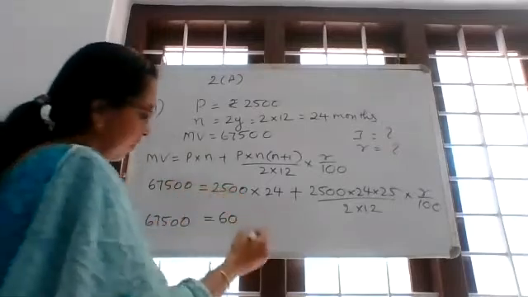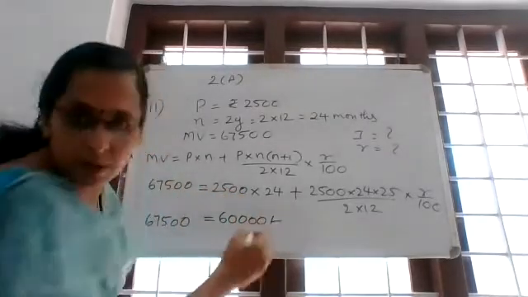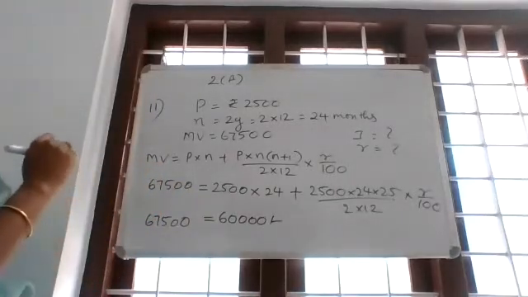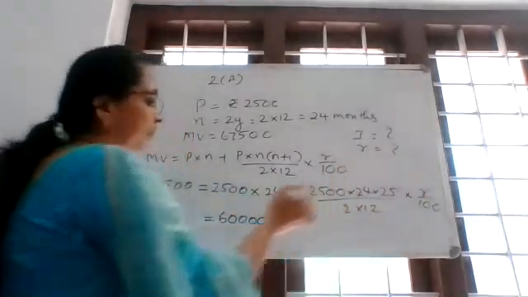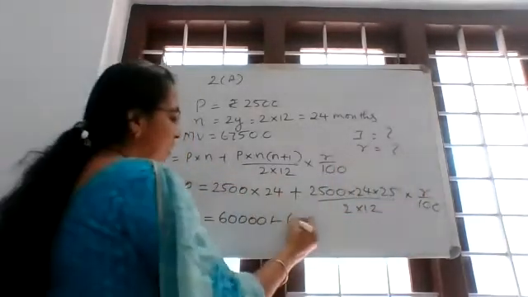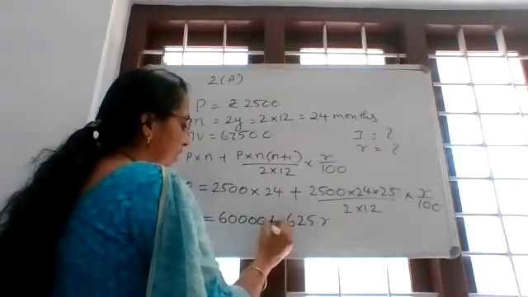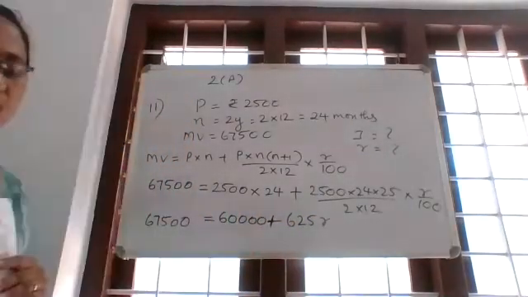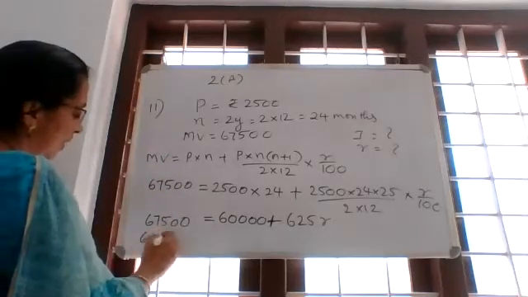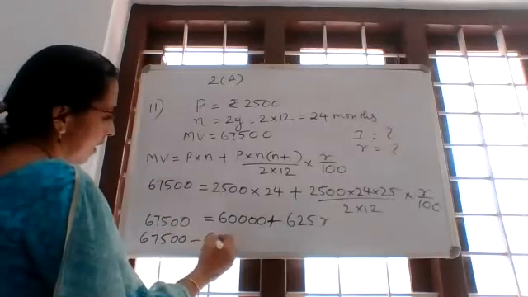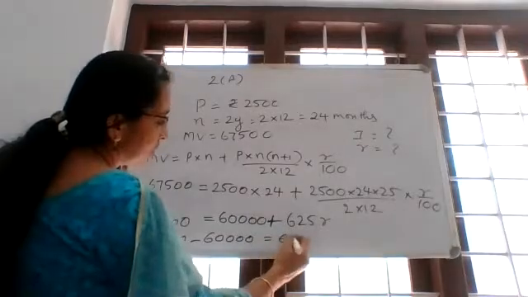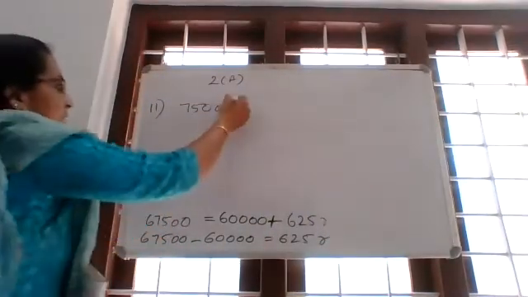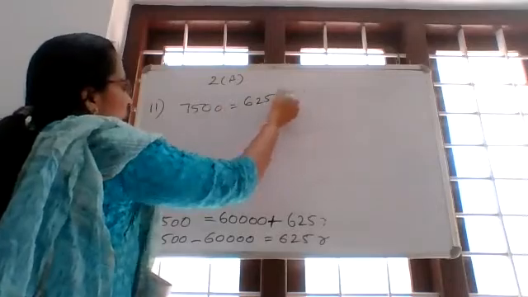60,000, 3,000. Okay, 60,000 plus 625 R. After cancellation, you will get the full term. 625 plus 625 R. Subtract, okay. 10,500 is equal to 625 R. 7,500 is equal to 625 R.